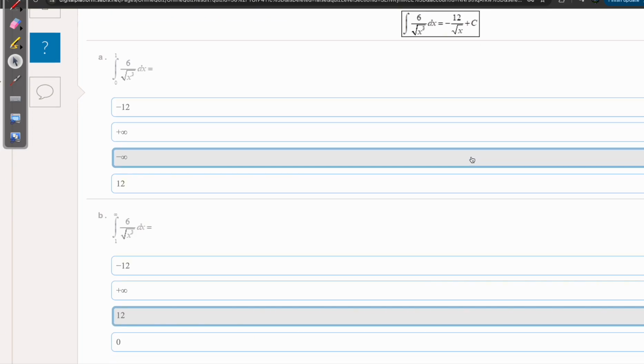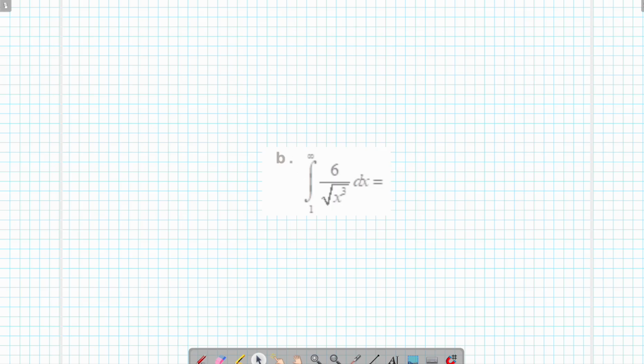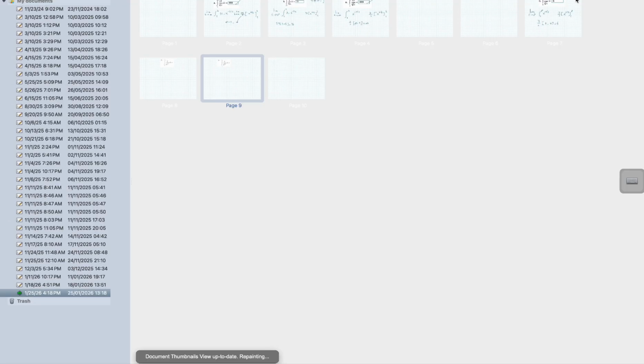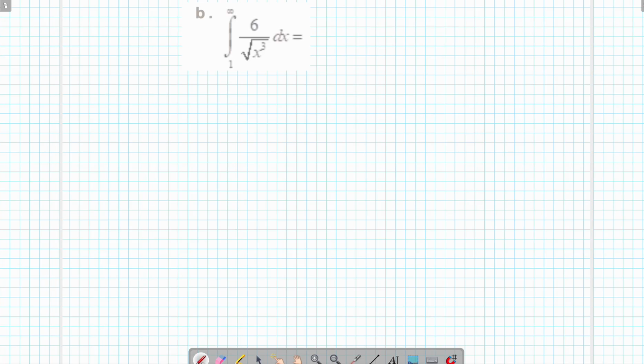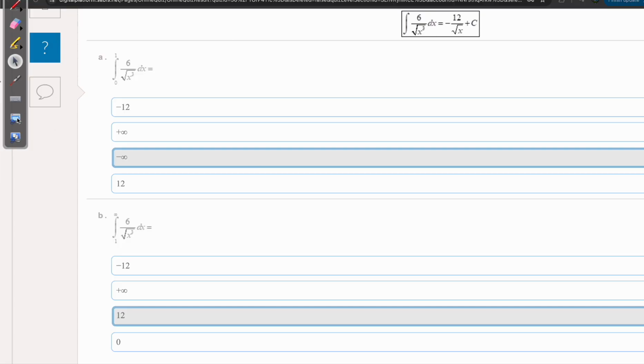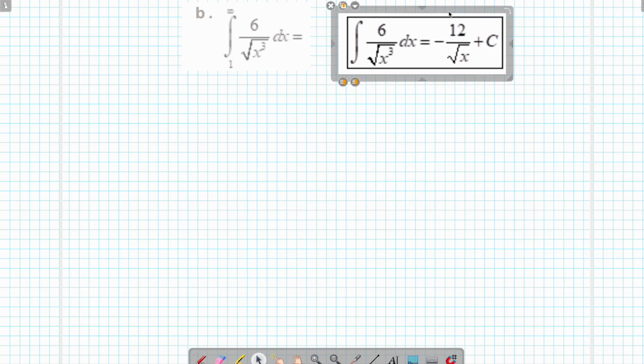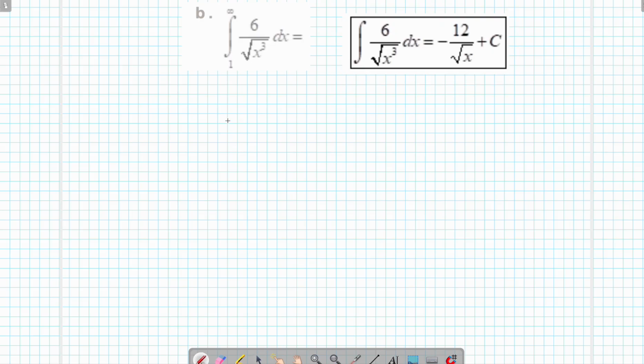Part B. Wait, I'll just bring this to the current page. And I'm also gonna get the given. Okay, gonna add this as well. Add to current page. And once again, let's do the same thing.